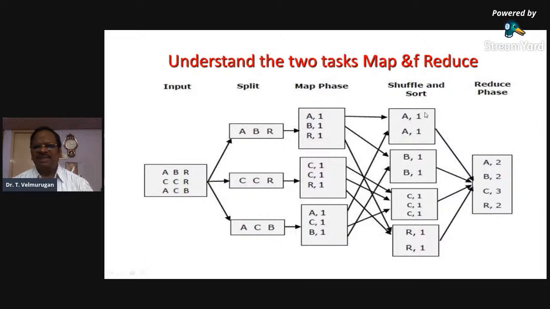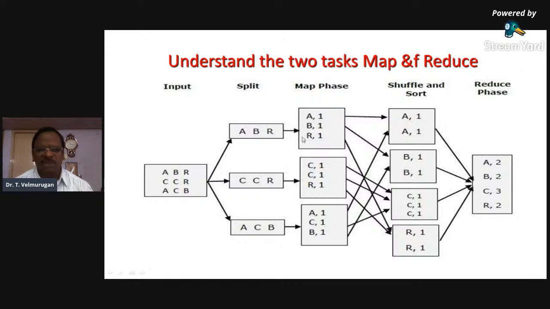Now, after the shuffle and sort phase, it should be going to the reduce phase. How are these reduced? A appears 2 times, B appears 2 times, C appears 3 times, R appears 2 times. This is the reduce phase. We can easily find out this. Directly we can write this A2, B2, C3, R2 by referring to this input characters. A 2 times appear, B 2 times appear, C 3 times appear, and R 2 times appear.